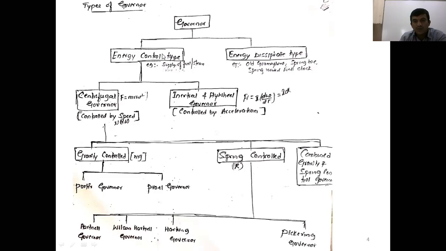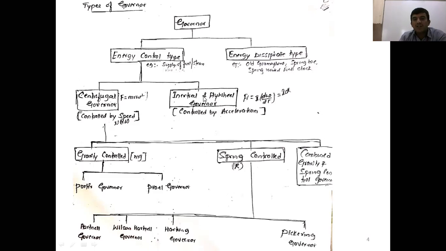That means we categorize the type based on the supply of fuel or steam. In the energy controlled type, how do you control the supply of fuel or steam? Either with the help of centrifugal force, or with the help of inertia and flywheel type. That means with the help of the speed of the governor shaft axis, or with the help of the acceleration of the governor shaft axis. With the speed of the governor shaft, you use centrifugal force. As you know, centrifugal force is equal to m r omega square.